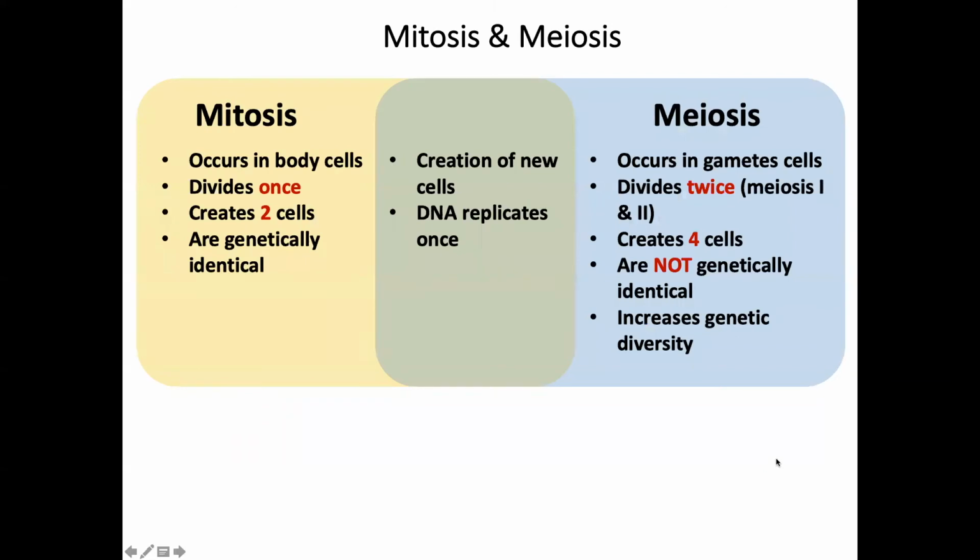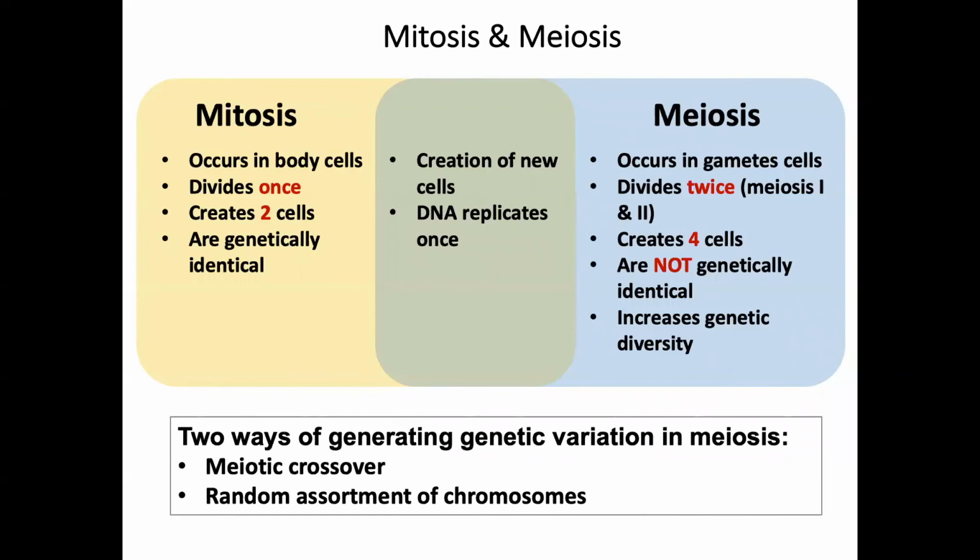So this slide is very important because I bolded every single word, but just kidding. This is important because it summarizes the common features and the differences between mitosis and meiosis. We have gone through this, so I will not repeat. Here, because meiosis generates genetic variation, I'll spend some time to explain how this happens. So there are 2 ways to generate genetic variation. One is meiotic crossover, and the other one is random assortment of chromosomes.